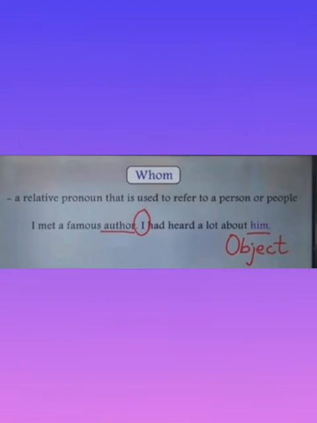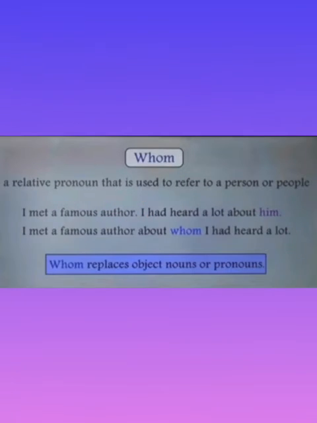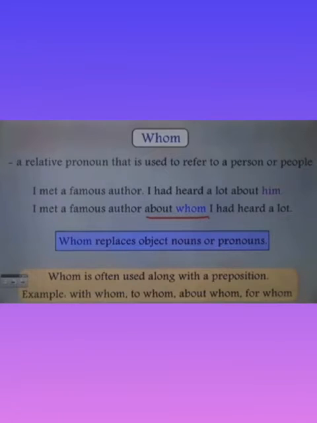Let's see another example. I met a famous author. I had heard a lot about him. So here I is the subject and him is the object. So we will use the relative pronoun whom, which replaces the object him. Now the sentence becomes, I met a famous author about whom I had heard a lot. So here whom is the relative pronoun used.